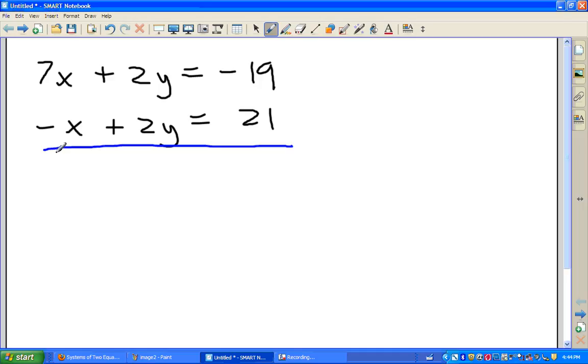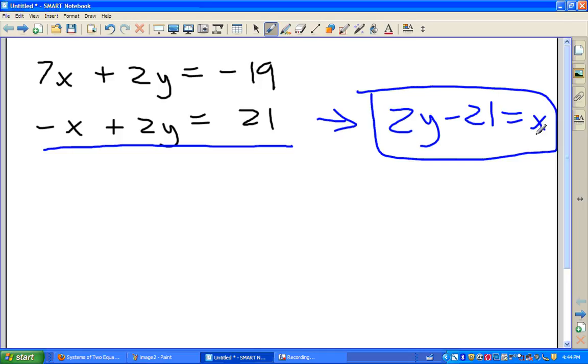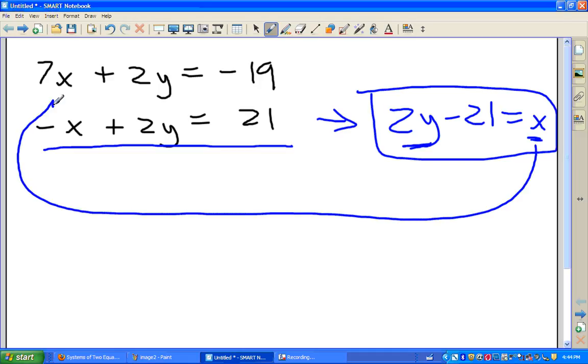We might get some ugly math here, but it looks like it's still going to be okay. If I move the x to the other side of the equation by adding x to each side, I'm going to be left with 2y minus 21, which I moved over here, equals x. And that's what I wanted to do. That's not my answer, but that's x equals 2y minus 21. I have one variable in terms of the other, and I can just plug it into the other equation wherever it appears. It appears right there.